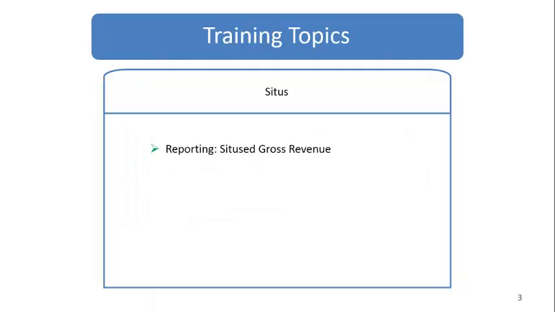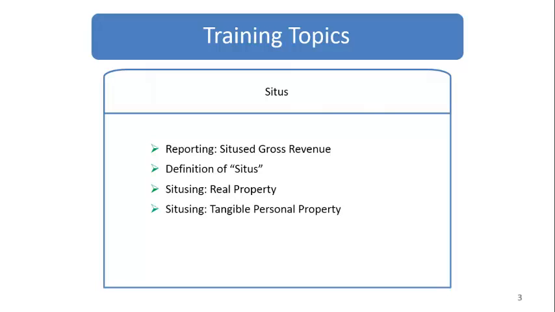In this module, we will be discussing the situsing of gross revenue. We will define the term situs, which is how to find Nevada's portion of all the revenue your business generates. Then we will talk about the various types of situsing methods for real property, tangible personal property, services, and the availability of an alternative method.